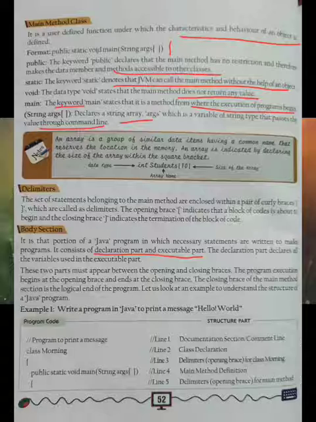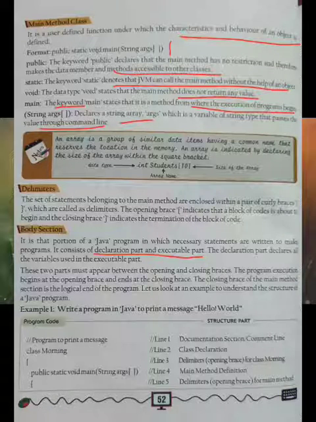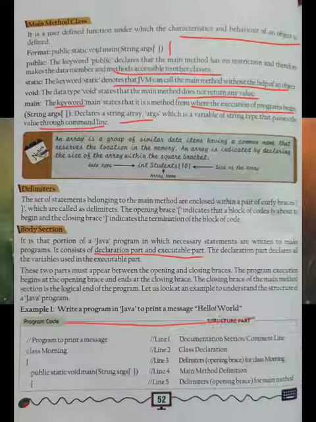It means these two parts, declaration and execution, should both come between the opening and closing braces. The program execution begins at the opening brace and ends at the closing brace, as we have studied in delimiters also.